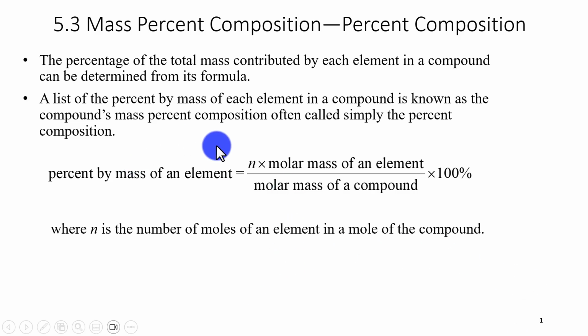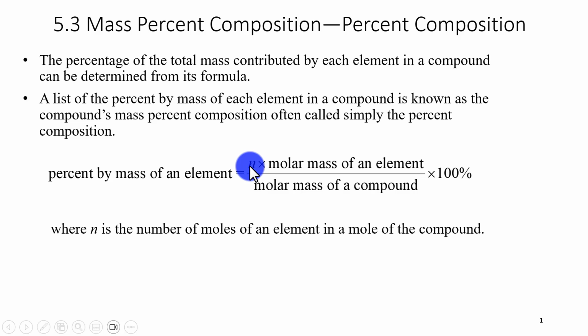We call this mass percent composition or percent composition. And we can do it for one element, or for all elements in one compound. It doesn't matter. Here is the formula that we're going to use. The percent by mass of a specific element in a compound is equal to N times the molar mass of an element divided by the molar mass of the compound times 100.